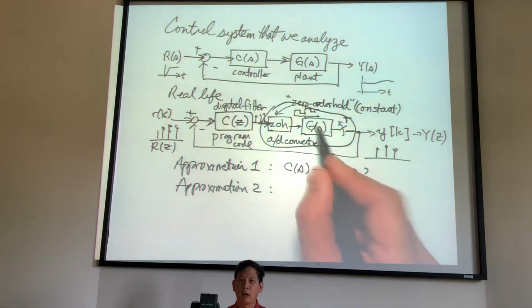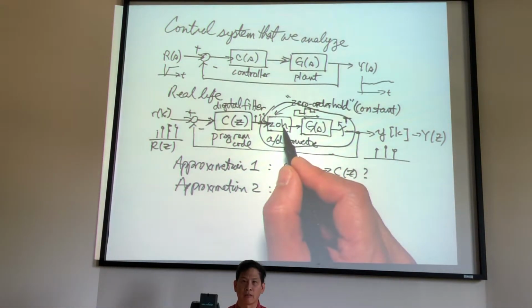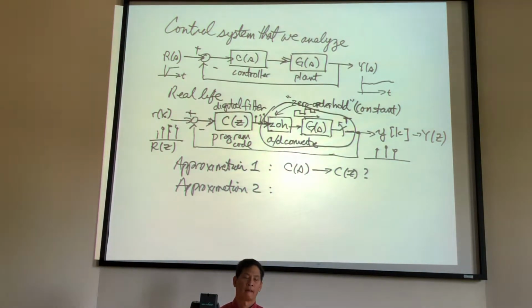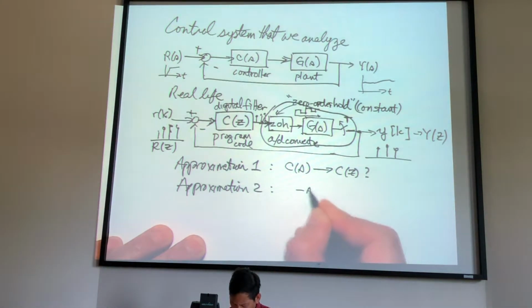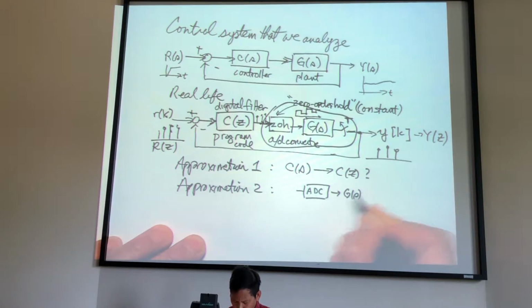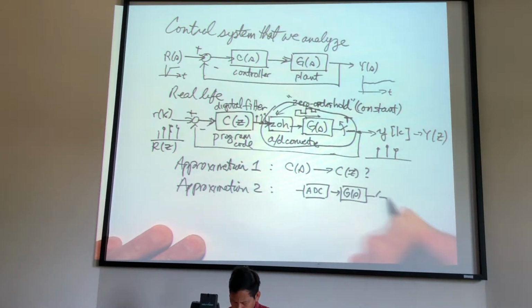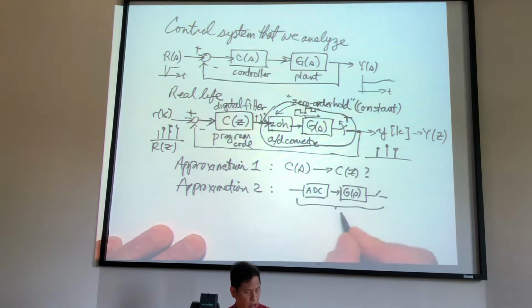In other words, a model of my real world, but with an A to D converter on the front end and the sampler on the back end. Can I get a model of that? How do I get a model of the A to D converter driving my real world, and then I sample it? So this is what I want. This is what I call G of Z.